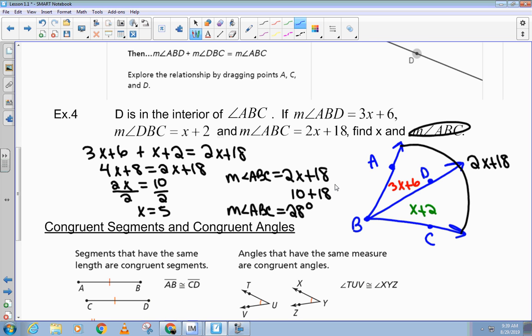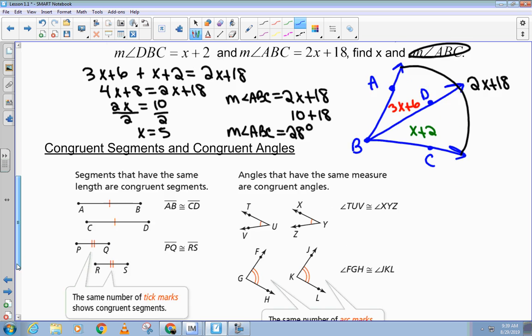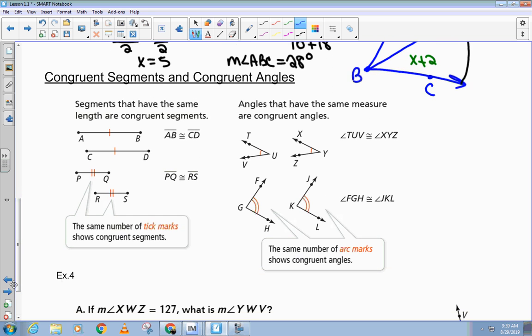So it's just like with the segment. Now, congruent segments and angles. The word congruent means the same as. And in order for something to be congruent, it has to have the same measure. So segments that have the same length or the same measure are considered congruent. And this is the symbol that we use for congruent. It's a squiggle with an equal sign underneath.